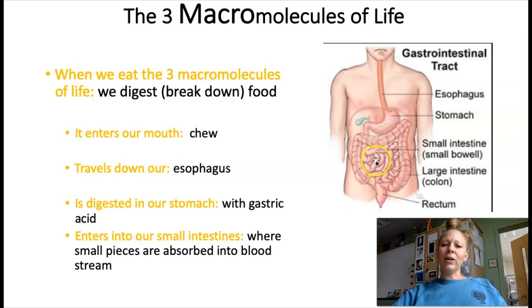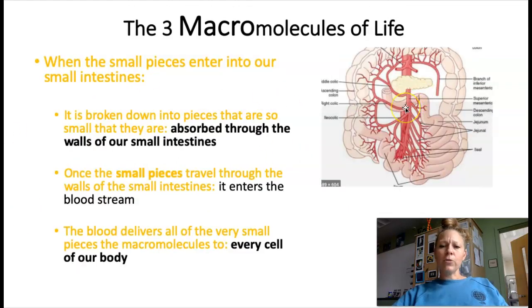This is where these very small pieces are going to be absorbed into the bloodstream. So here we have made the pieces so small, like single molecules of glucose, or just sodium, or just single elements. We've made them very, very small. So small that they can travel through the lining of your small intestines. And where are they going? So where are all these little food pieces going?